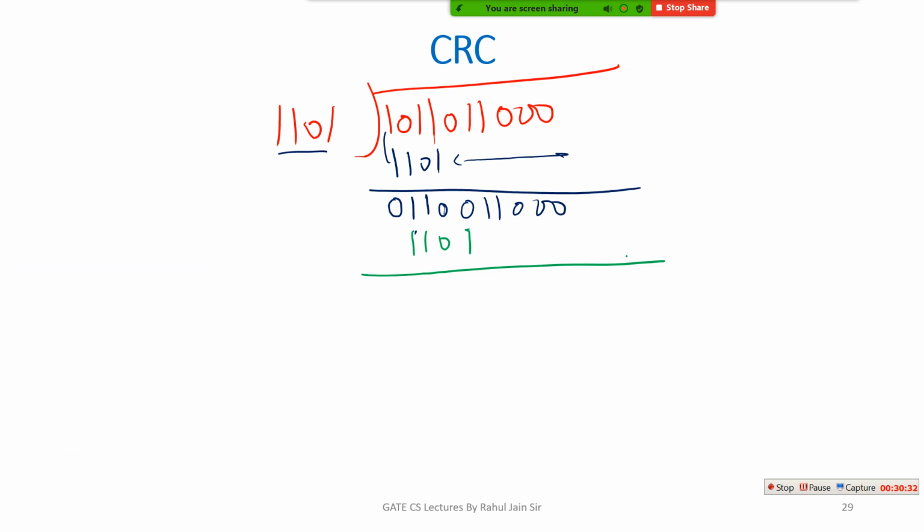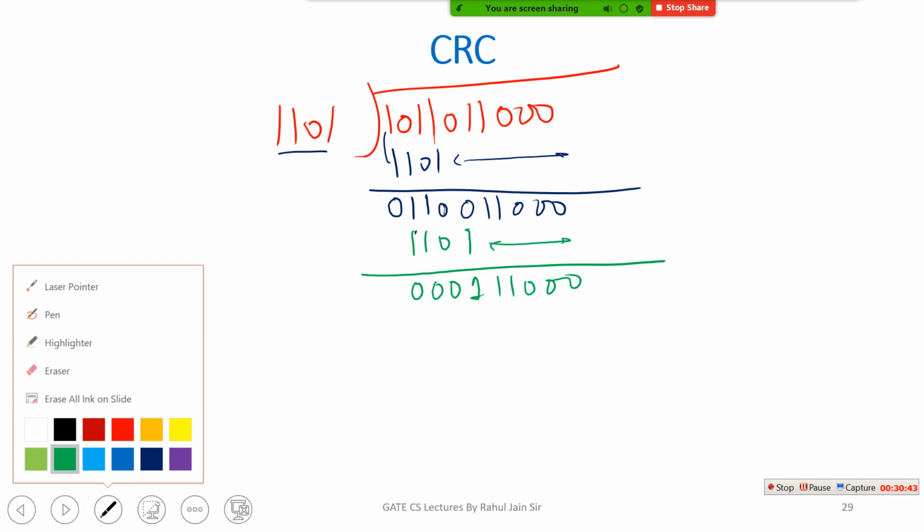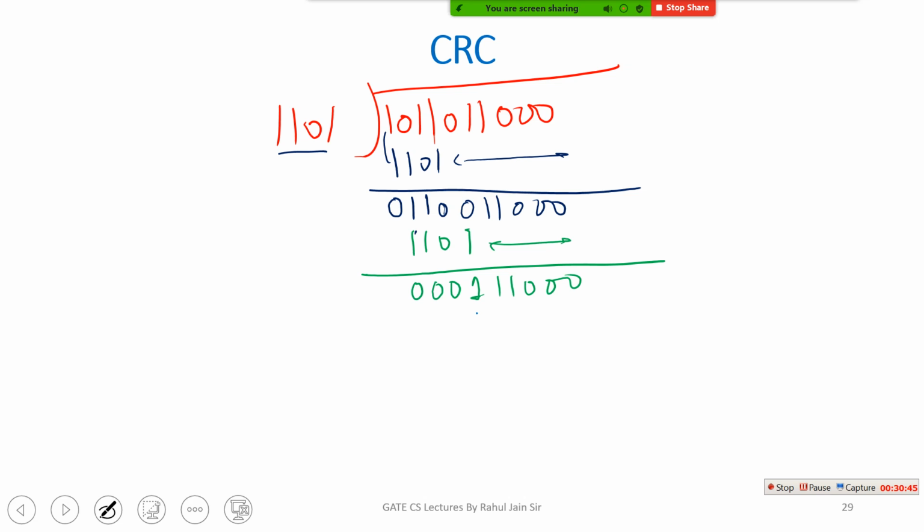In step 3 I will again apply it from the right-hand side bit, because the leading bit doesn't have any existence. So 1 1 0 1, I apply XOR again: 1 XOR 1 is 0, 1 XOR 1 is 0, 0 XOR 0 is 0, 1 XOR 1 is 0. In the next step I also need to apply XOR again with 1 1 0 1: 1 XOR 1 is 0, 1 XOR 1 is 0, 0 XOR 0 is 0, and 0 XOR 1 is 1.